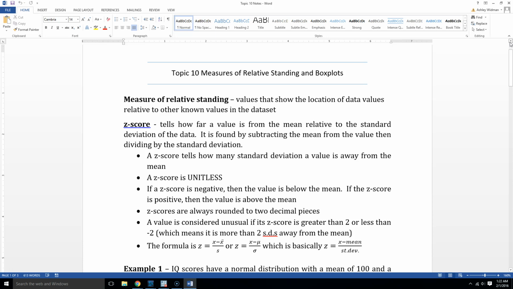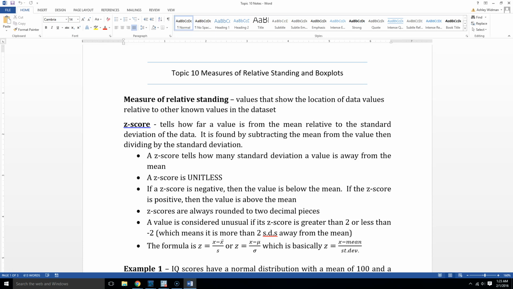A measure of relative standing are values that show the location of data values relative to other known values in the data set. Previously, in Topic 9, we looked at the range rule of thumb as well as the empirical rule, which were two ways to talk about where a specific value lied in the entire data set. Measures of relative standing is similar to this, except we're talking about where a single value is relative to other specific values.